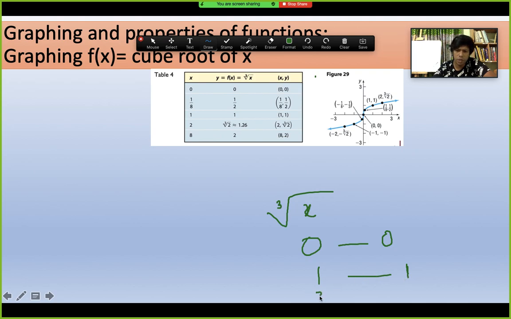Then you put 2 here. Then the cube root of 2 equals what? We do not know. That's why we will get the value from the calculator. I will put it here. Cube root of 3, cube root of 4. This way we will try to calculate it and plot it.